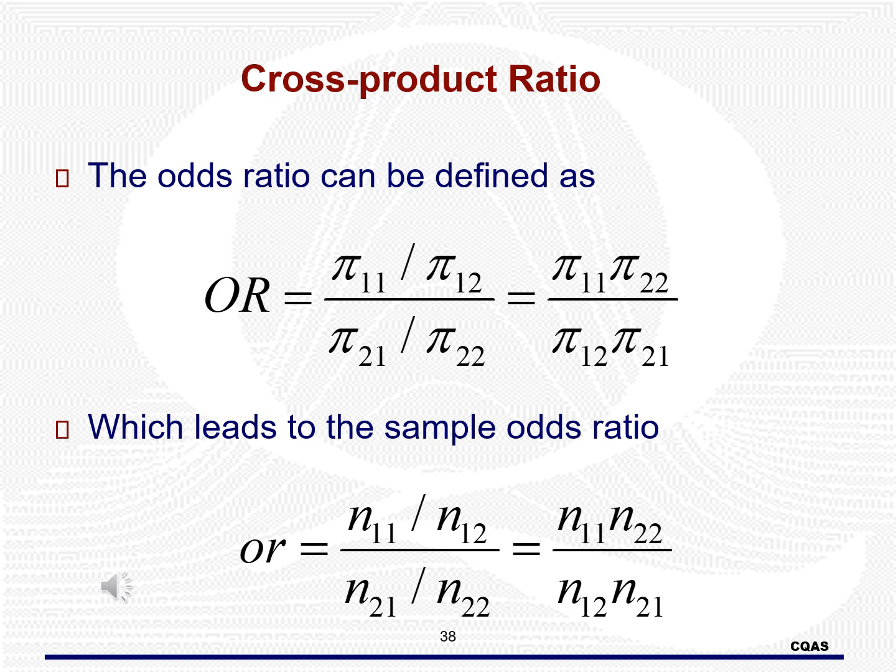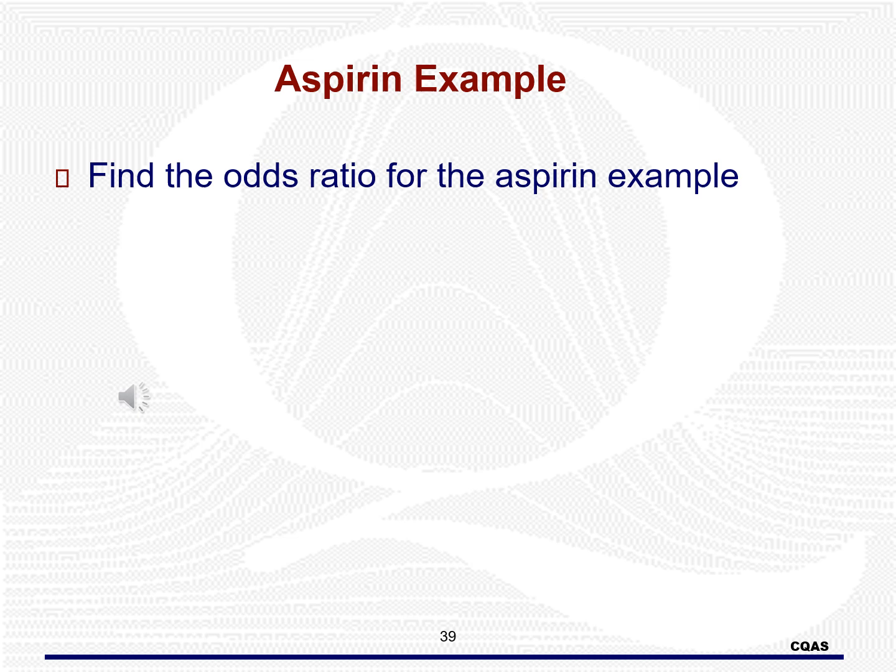Using the idea of a cross-product, you can see from the slide that the ratio of a success to a failure for row 1 divided by the ratio of a success to a failure for row 2 can be simplified into the cross-product of the terms within the 2x2 table. We can get the sample odds ratio by substituting the counts within the specific cells in for their corresponding probabilities. Let's find the odds ratio for the aspirin example.